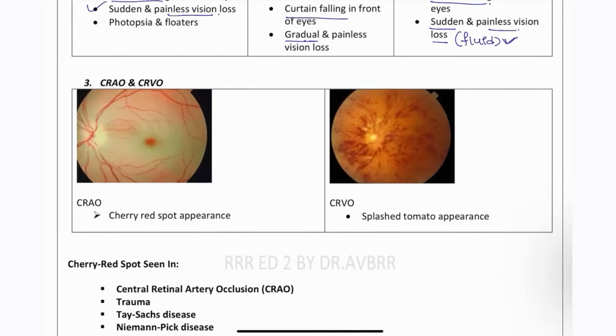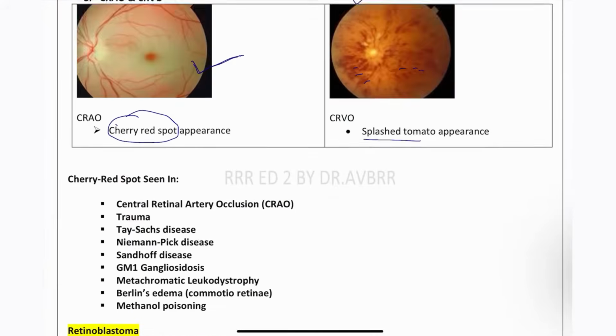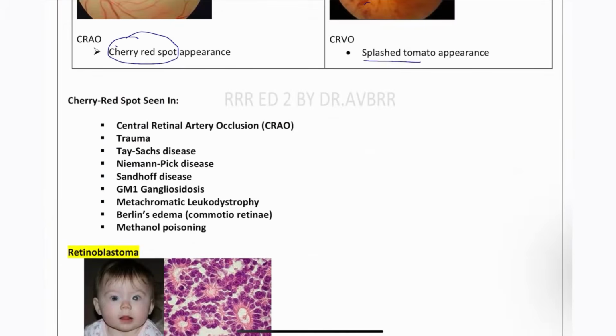Next, this is the retinal artery occlusion. This is the retinal vein occlusion. In retinal artery occlusion, you are going to see this beautiful appearance, cherry red spot. And in vein occlusion, you are going to see the splashed tomato appearance. Okay, complete splashed tomato appearance you are going to see. Next, cherry red spot is most commonly seen in artery occlusion, trauma, and Tay-Sachs disease. Remaining all also you are going to see, but most common in artery occlusion, trauma, and Tay-Sachs disease.